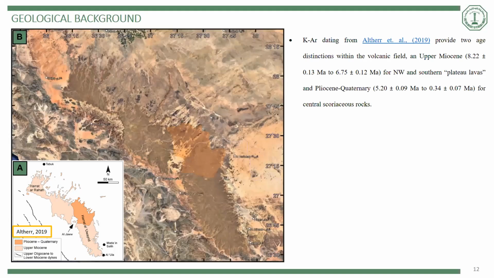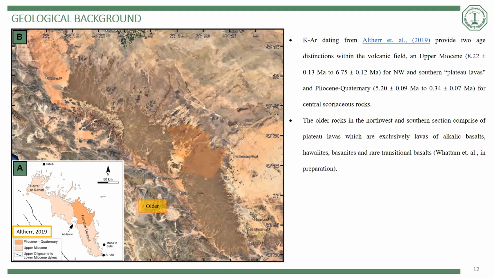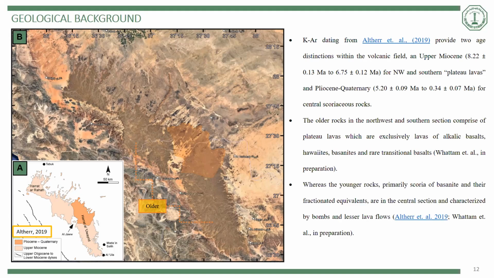Figure B shows a Google satellite image overlain by the division of the ages by the author 2019. The older rocks, again in the northwestern and southern section, comprise plateau lavas, as we will see later, which are exclusively lavas of alkalic basalt, more specifically hawaiites, basanites, and rare transitional basalts. Whereas the younger rocks, which are the central part, dark orange color, are primarily scoria of basanite and their fractionated equivalents, and are characterized by bombs and lesser lava flows.